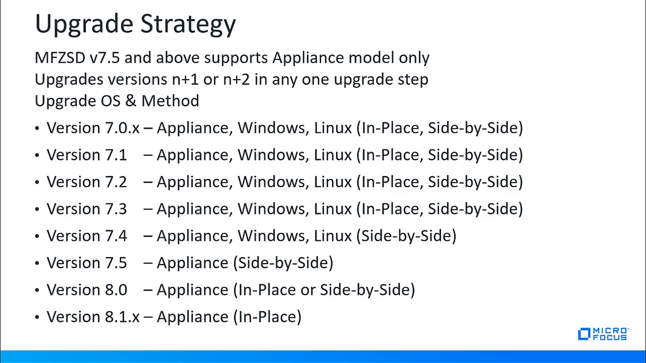But going from 8.0, you can do an in place or side-by-side, and 8.1 can be an in place as well. We're going to be going from 7.5 to 8.0, so you can see that that's a 2-step increment. And so we'll be doing an in place for that particular upgrade. If we were on version 7.2 and we wanted to go to 8.1x, we would have to go to 7.4 and then 8.0 and then 8.1, or 7.4 to 7.5 and then 8.1x. But you can see there's 2-step increments you need to maintain on there.